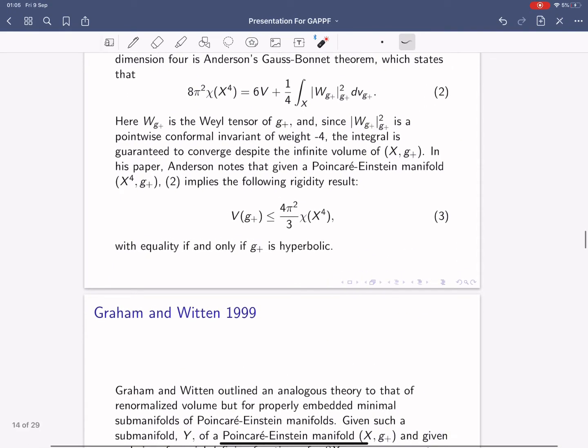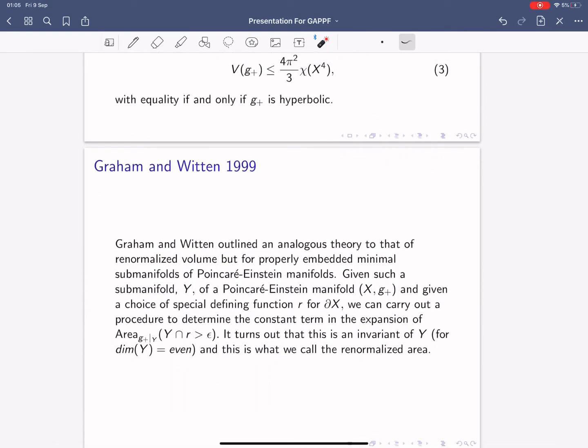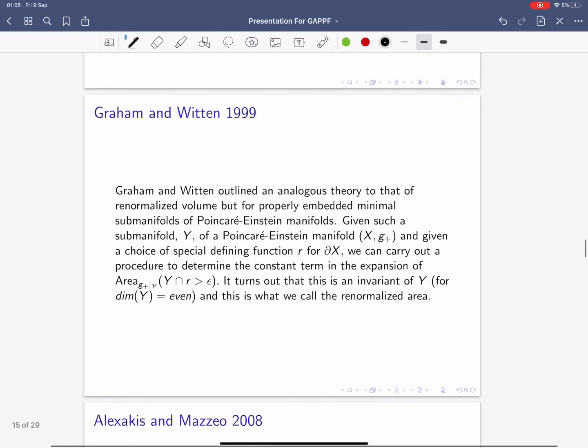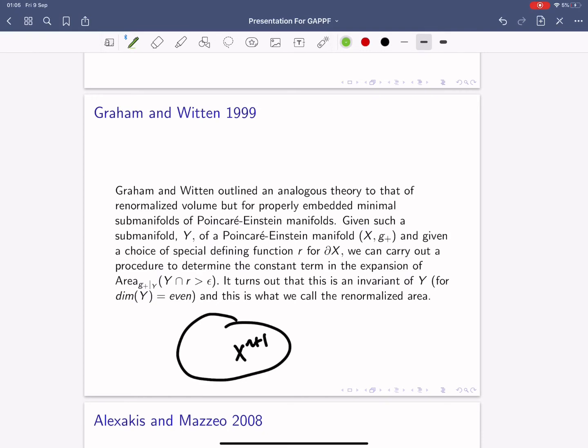And so in 1999 as well, Graham and Witten wrote a paper where they outlined an analogous theory for renormalized volume, but for certain minimal submanifolds of Poincare-Einstein spaces. So they looked at a Poincare-Einstein space and then minimal submanifolds that extend to the boundary, Y, of dimension k plus 1. And they showed that you can define renormalized area for these things. And if Y is even dimensional, then this renormalized area is an invariant.